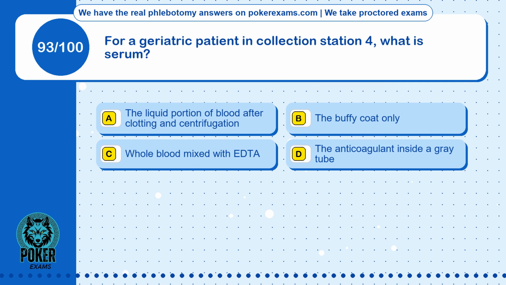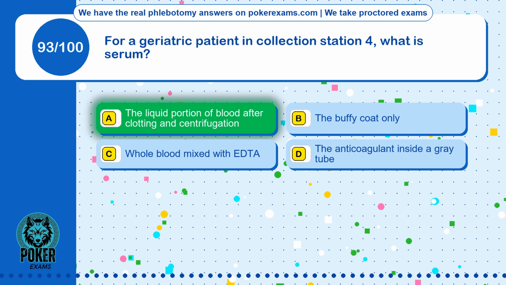Question 93. For a geriatric patient in collection station 4, what is serum? Option A. The liquid portion of blood after clotting and centrifugation. Option B. The buffy coat only. Option C, whole blood mixed with EDTA. Option D. The anticoagulant inside a gray tube.